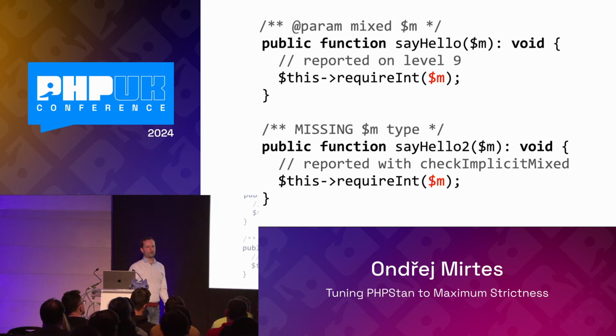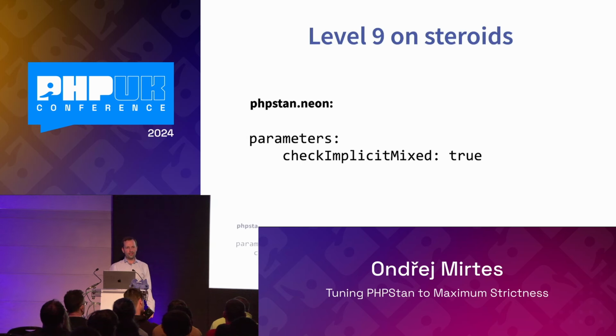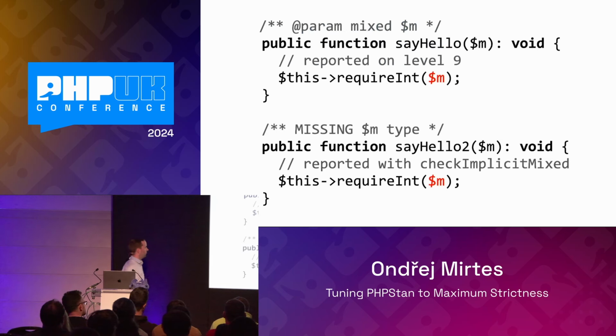But if you somehow managed to ignore a bunch of errors from level 6 that forces you to add missing type hints, and you manage to achieve level 9, you might not have the type hint, right? So level 9, by default, if you don't have the type, is not going to report the error. But if you turn on check implicit mixed, it's going to report the error even for missing types. Or maybe you are using some kind of third-party library that doesn't have any type hints, so that's also going to apply with check implicit mixed set to true.